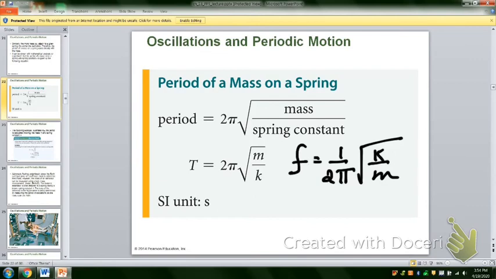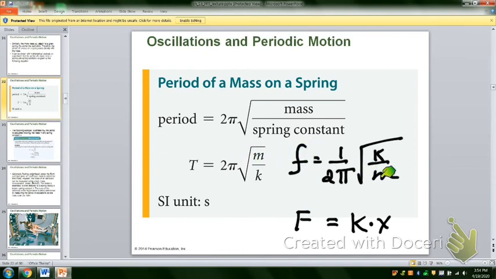I think they use a lowercase f for frequency, and the reason for that probably is we use capital F for force. So remember, this is Hooke's law that we used to figure out how far a string was stretched if we knew the constant and the force. But this F stands for frequency.